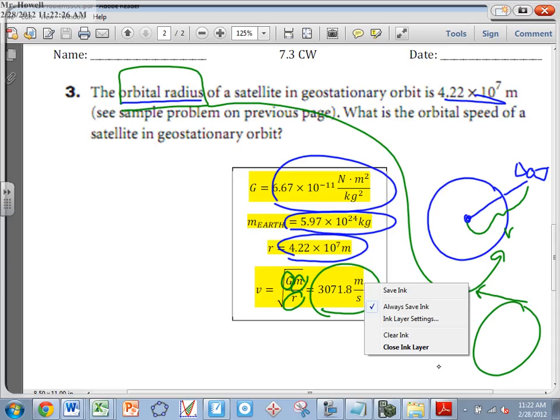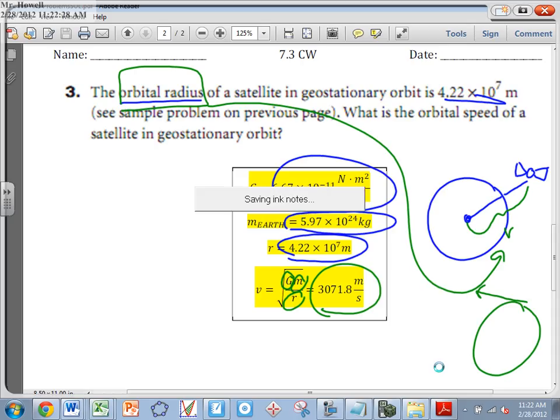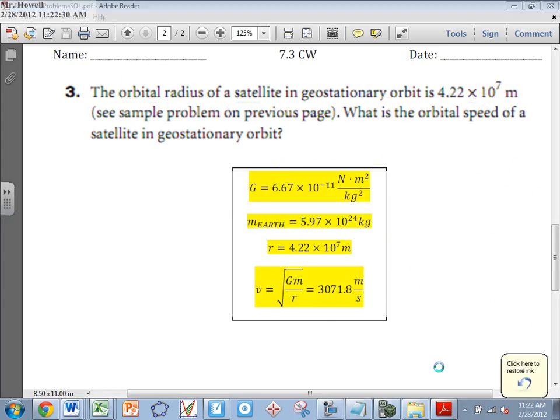I don't know. Is this in scientific notation? No, I'd leave it, just because it's such a small number. You could write 3 times 10 to the third, that's fine. Yep.